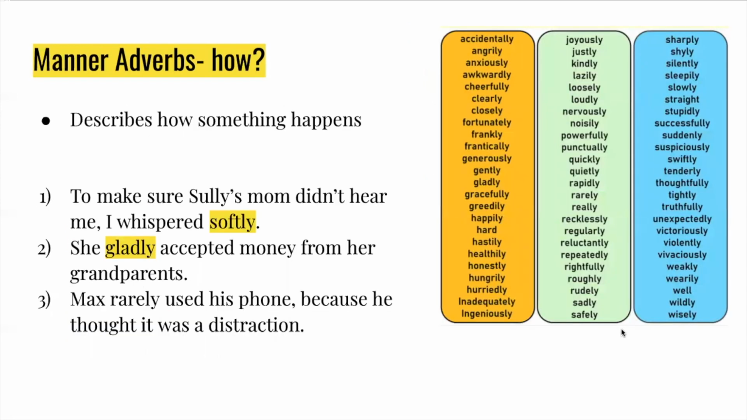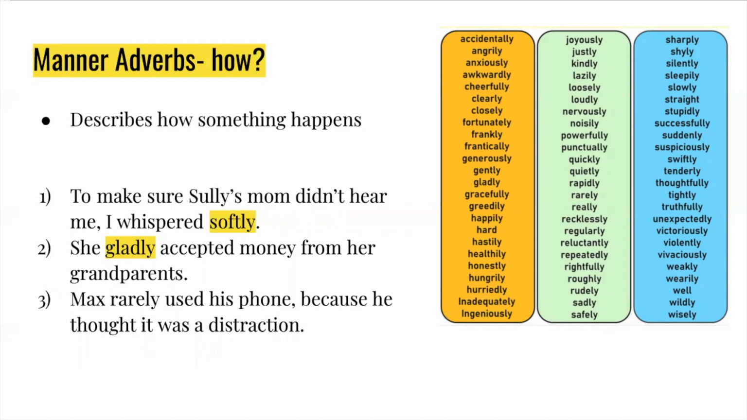Now for our last adverb, it's the manner adverb, and this is the one that most people know about. It describes how something happens. So on the right, we have accidentally, angrily, anxiously, which are just a few examples of all the different kinds of manner adverbs.